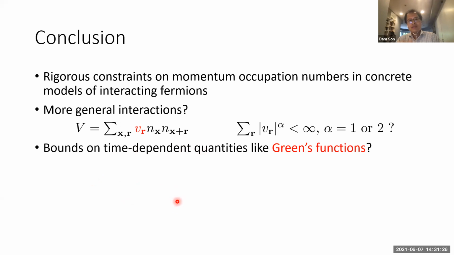Is your bound sharp? It's sharp in the sense that when the interaction goes to zero, it reduces to the correct free fermion result. Is that what you mean? Well, I meant more, does there exist a Hubbard model at finite coupling that saturates the bound? Oh, I don't know. I'm not sure. Tight, whatever word you want to use.